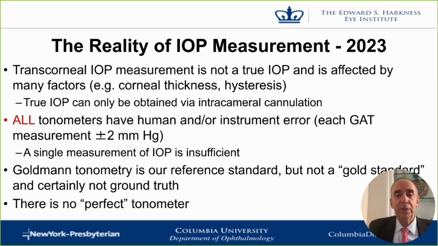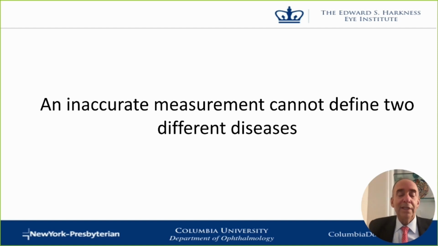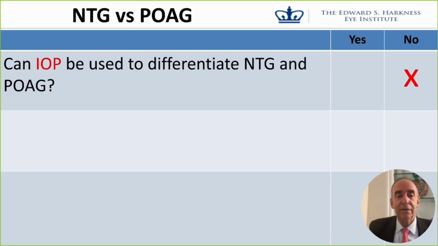A single measurement to define a disease is clearly insufficient. We can use Goldmann tonometry as our reference standard, but it is not a gold standard and certainly not the ground truth or the real intraocular pressure. There is no perfect tonometer. Essentially, an inaccurate measurement cannot define or separate two different diseases. So to ask the question as to whether intraocular pressure can be used to differentiate normal pressure glaucoma and primary open-angle glaucoma, the answer is clearly no.